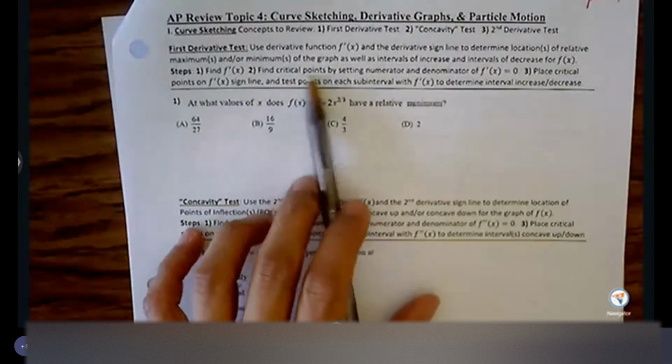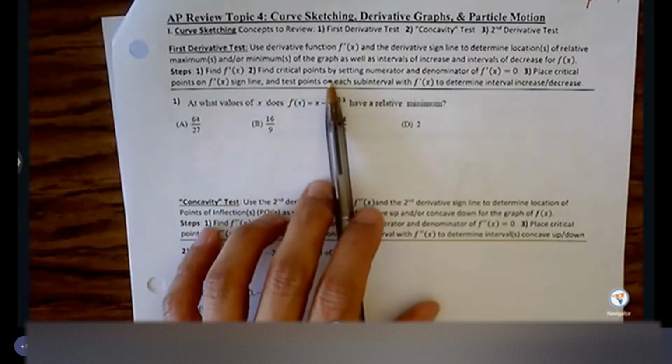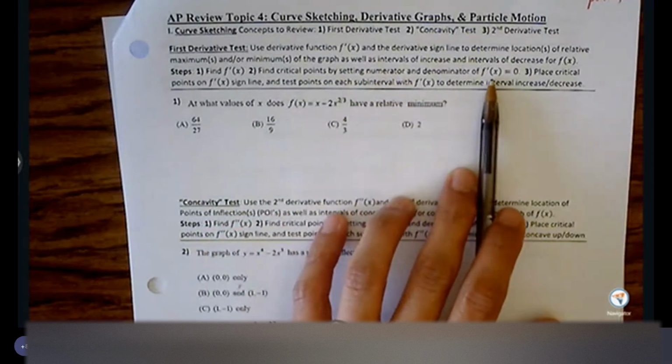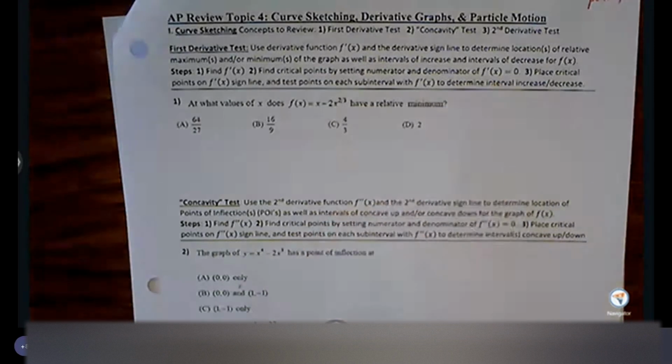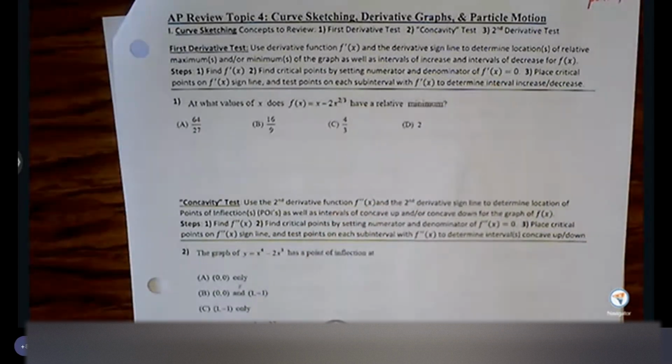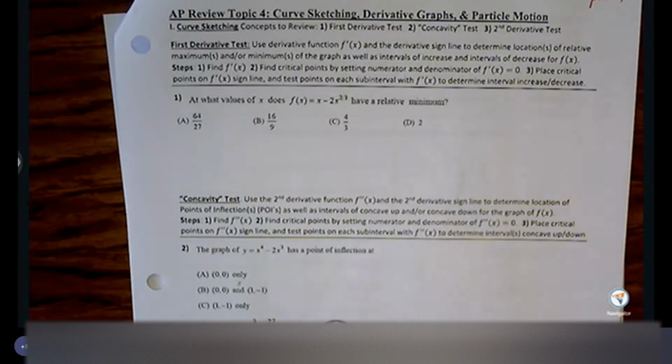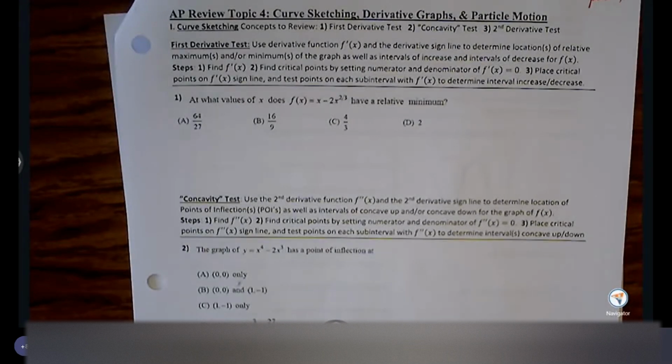From there, we're going to find critical points by setting the numerator and the denominator of f prime equal to 0. Sometimes you may not have a denominator. If you don't, then just set the numerator equal to 0. The reason why we're looking in the denominator location as well is because your denominator location is going to give us where slope is undefined, which could be a sharp turn, which could end up being a max or min. So we don't want to miss out on that opportunity.